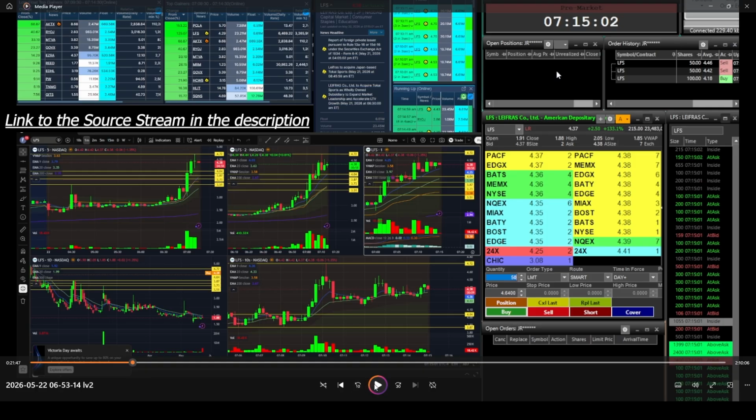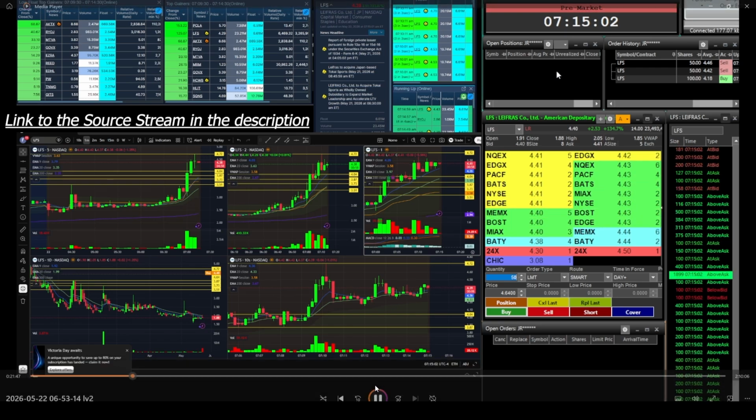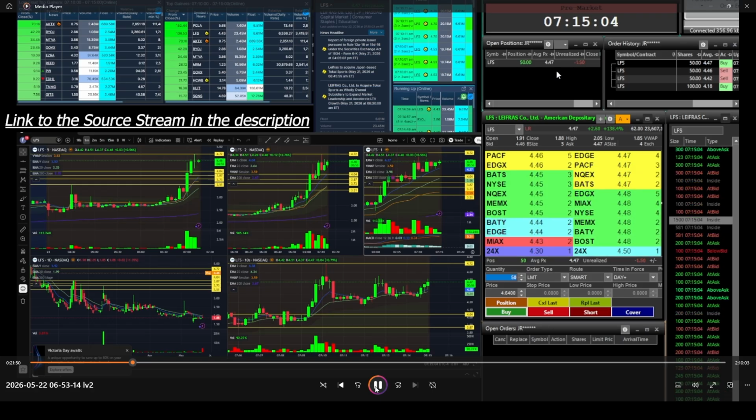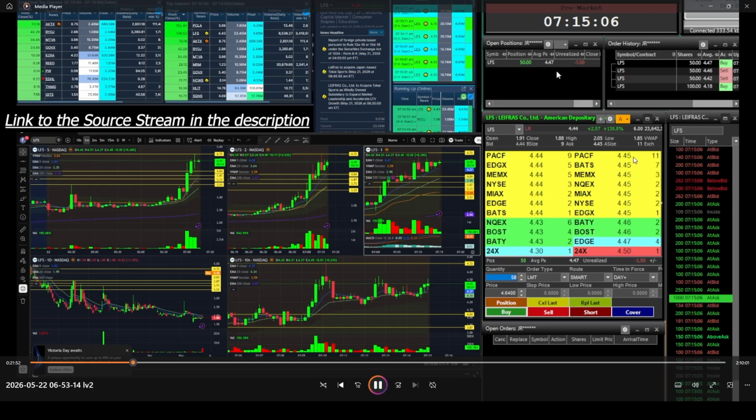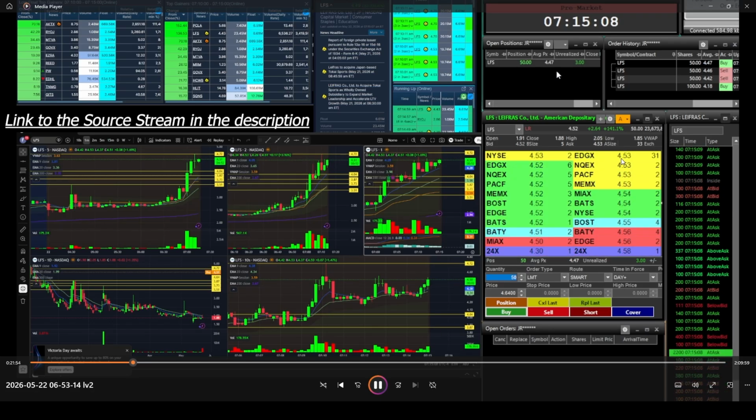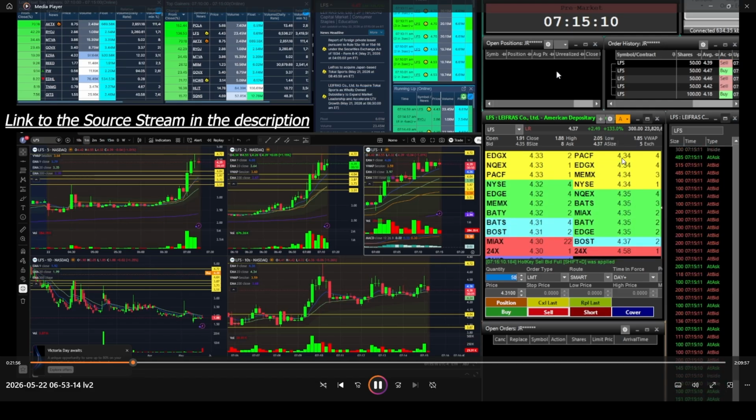My eye was pinned to the ask price, looking for the breakthrough 4.50. We see it breaks 4.50 for a second and then it drops back down. And I said, that's a false breakout. I'm back out.